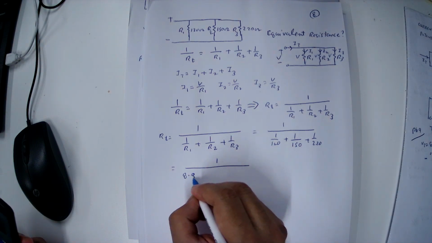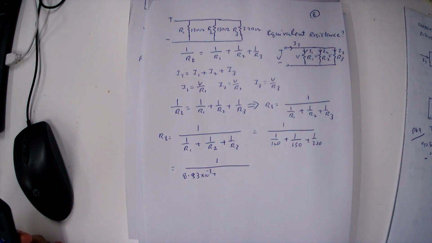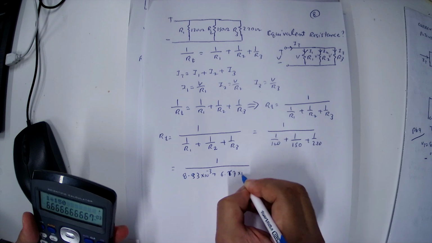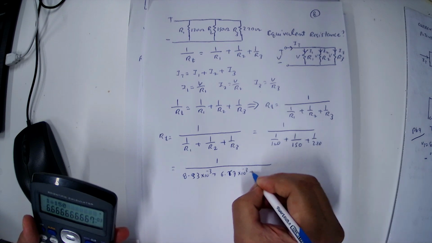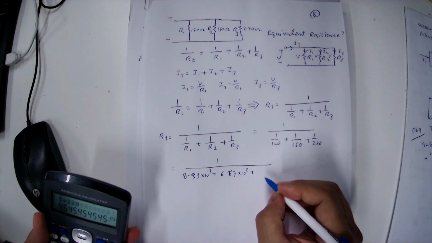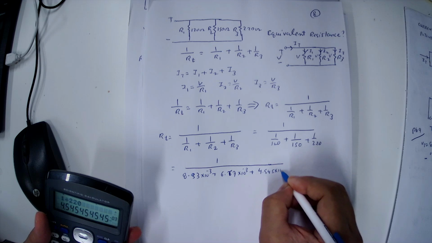8.33 into 10 power minus 3. 1 divided by 150. So this is 6.67 into 10 power minus 3. Now 1 divided by 220. So this is 4.545 into 10 power minus 3.